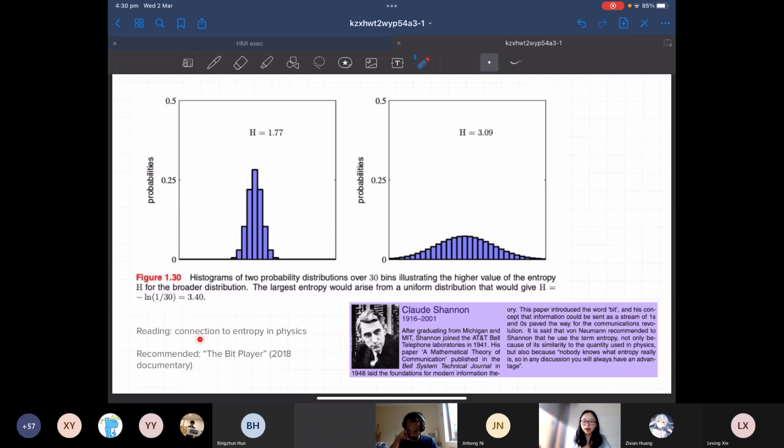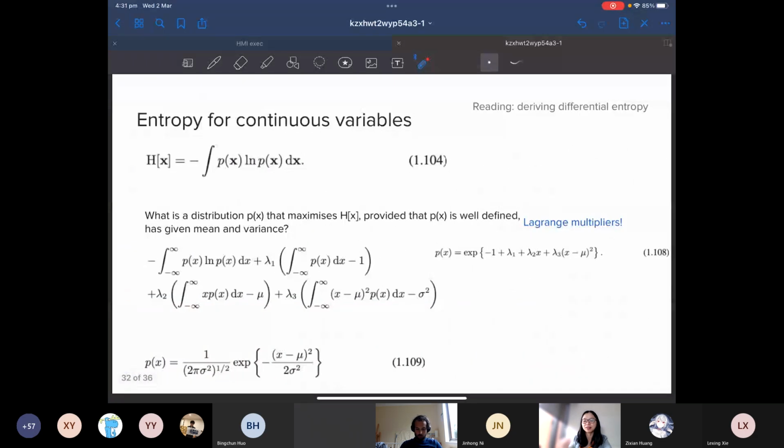You can read a book about how this name entropy connects to those in physics. It does. And also, an anecdote is that von Neumann recommended to Shannon that he use the term entropy, not only because it is similar to the entropy in thermodynamics, but also because nobody really knows what entropy really is. So in any discussion you always have an advantage. I think this is good wisdom about naming new things if you do come up with some later in your career.